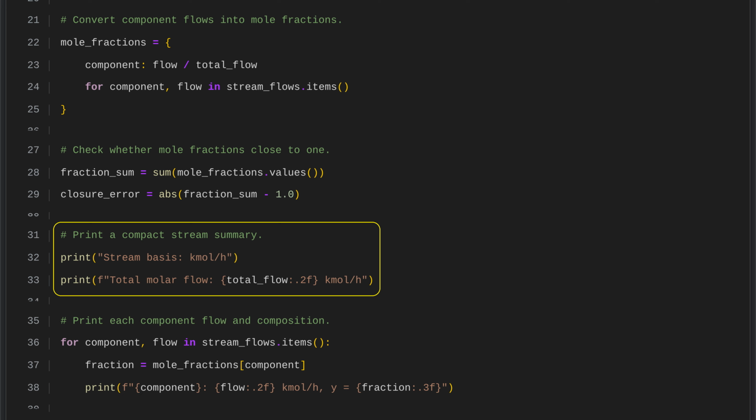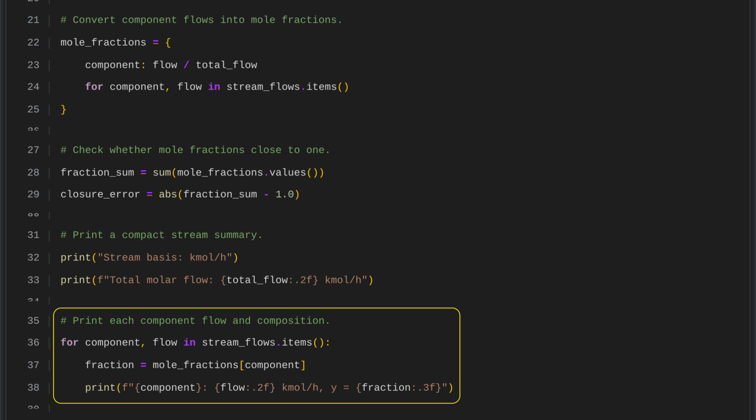The code first states that the stream flow rates are based on kilomoles per hour. It then reports the total molar flow to 2 decimal places, giving a concise view of the stream's overall flow rate and scale. The code goes through each stream component, gets its flow rate, and matches it with its mole fraction. It then prints a clear summary showing the component name, flow rate in kilomoles per hour, and mole fraction rounded to 3 decimal places. This helps show how each component contributes to the overall stream.